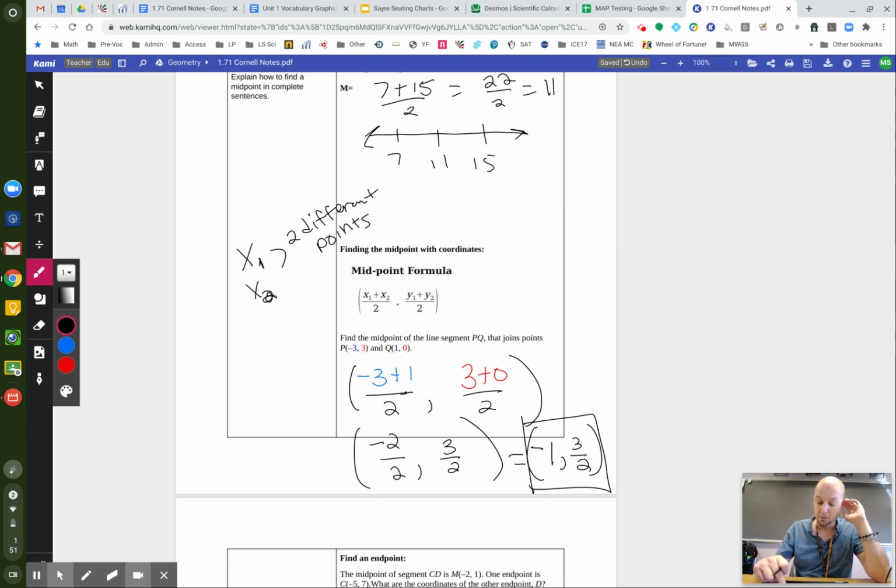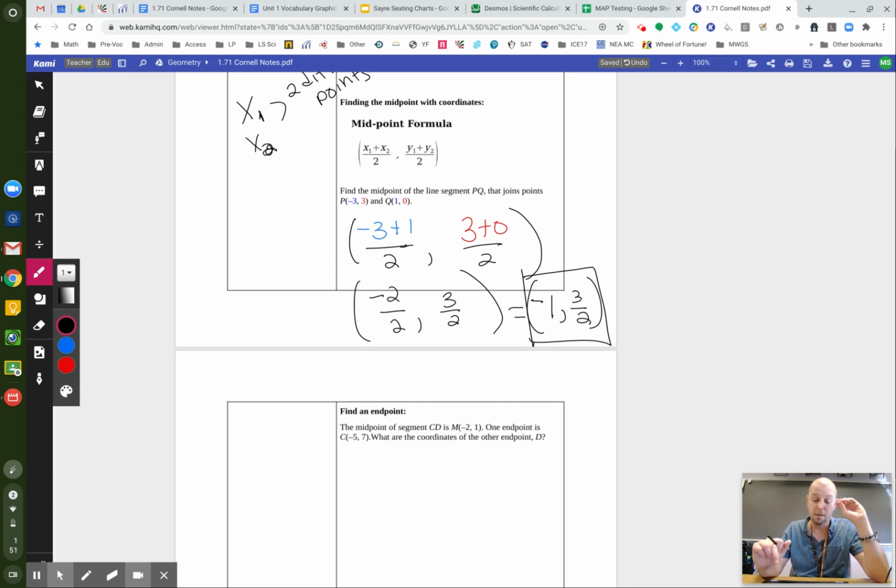All right. You can also do this as you can have, if it gives you an endpoint and you already have a midpoint, you can work backwards and figure out what you're missing. So this is done a little bit differently. So we've got the midpoint of segment CD is -2, 1, and one endpoint is -5, 7. So what you're going to do is you're going to figure out how this works.